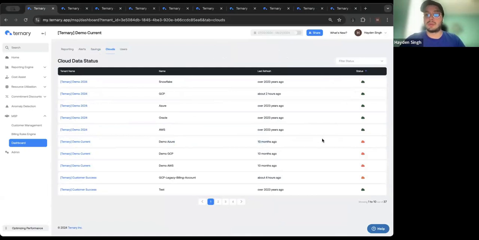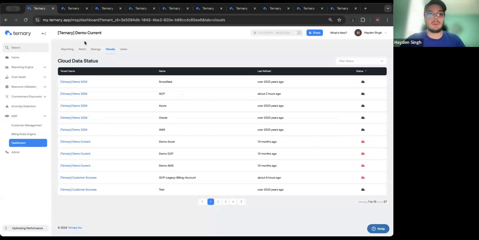Now, on the flip side of that, I can actually see in my demo Azure account about 10 months ago was the last data refresh here. So this is letting me know that there's probably something broken with that connection that we're going to need to go jump into and figure out exactly what's going on and how we can make some potential changes there or update that specific account to figure out why we're not pulling in the actual data there.